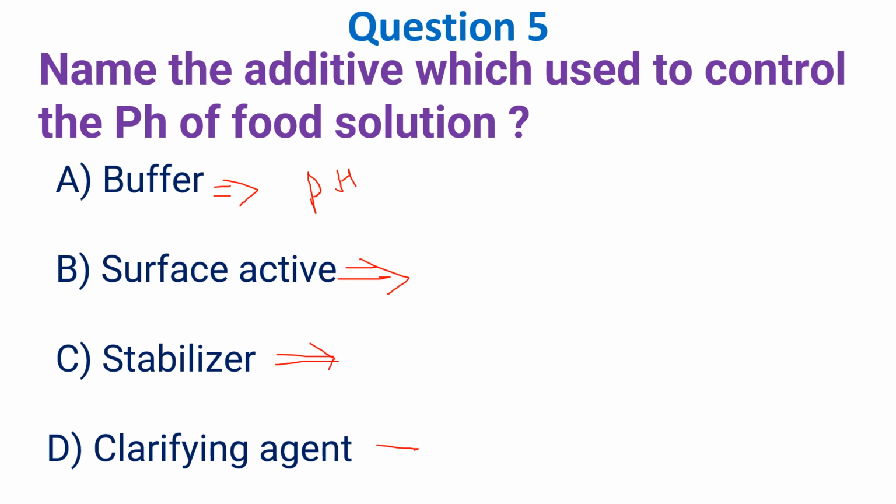And clarifying agent we are discussing before in the fourth question. The main function of clarifying agent is to remove the haziness and or sedimentation and oxidative deterioration of product in fruit juice and wine. This question answer is buffer, which is maintain the pH of food solution or control the pH of solution.